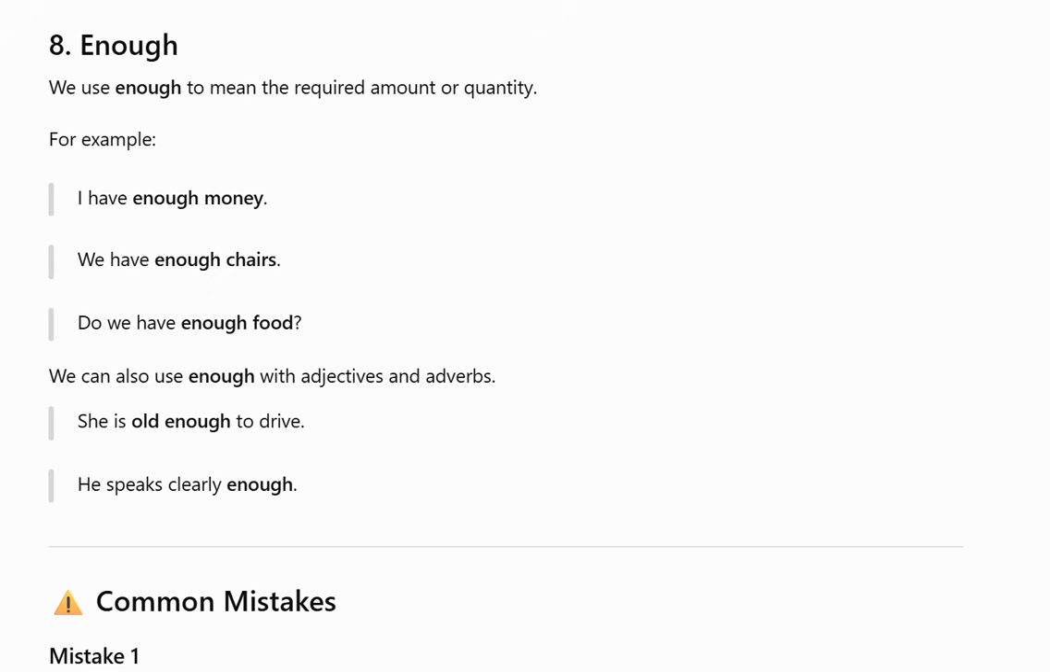We can also use enough with adjectives and adverbs. She is old enough to drive. She speaks clearly enough.